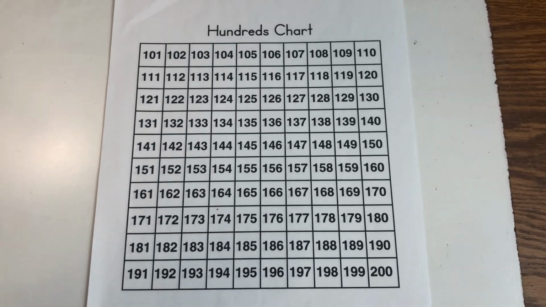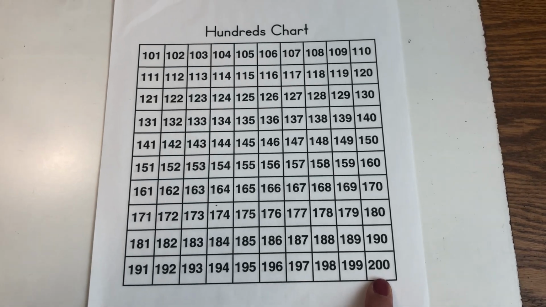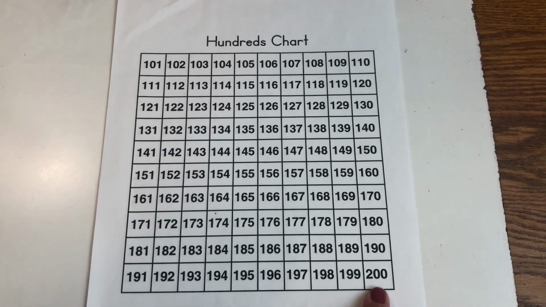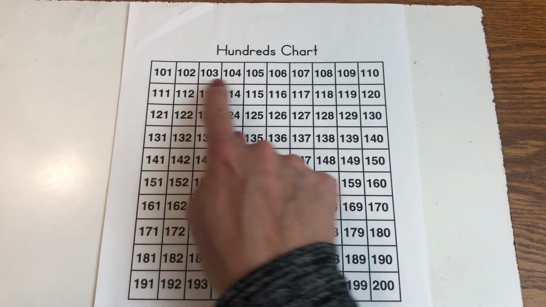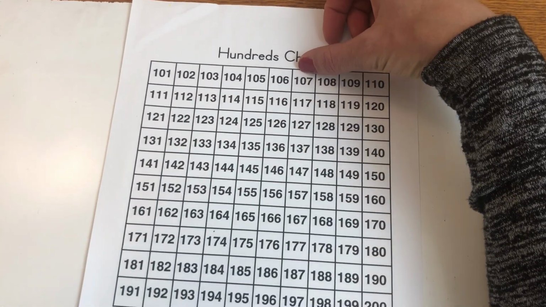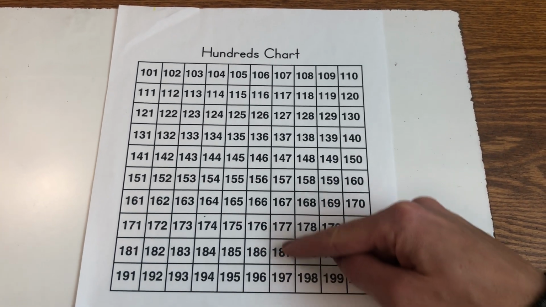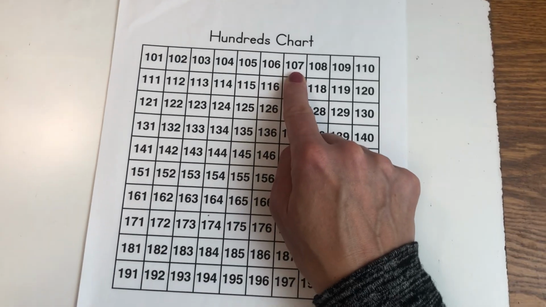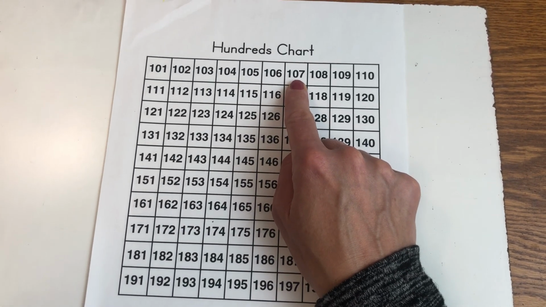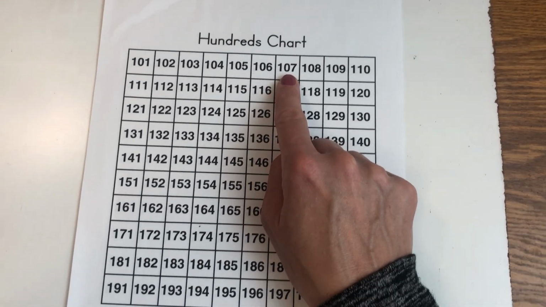My next hundreds chart goes from 101 to 200. Let's choose a column, maybe my 107 column. We're going to read all the numbers in my 107 column. So we will be counting by tens, won't we? Anytime we count in a column, we are counting by tens. Please read the numbers with me.